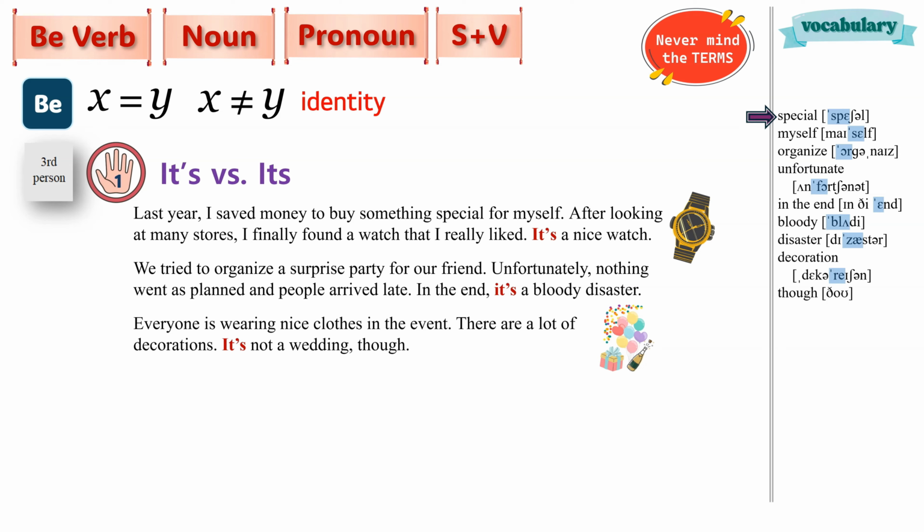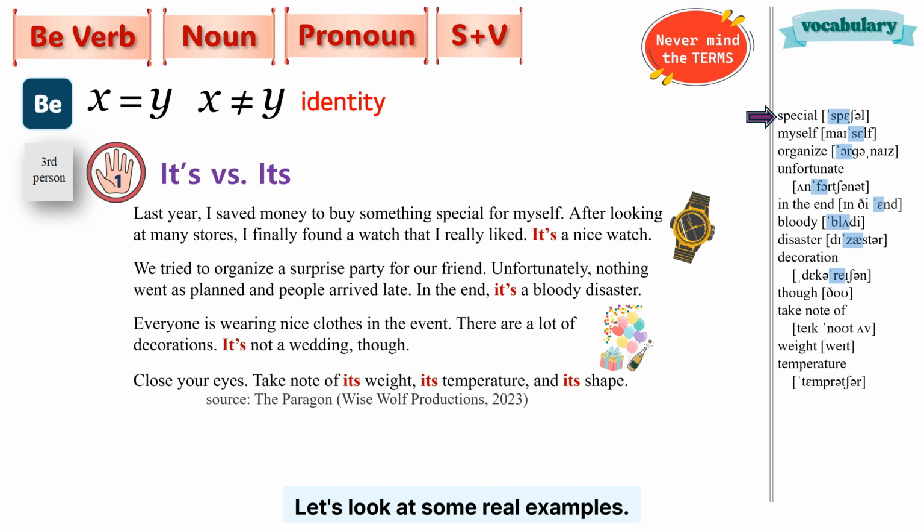Unfortunately, nothing went as planned and people arrived late. In the end, it's a bloody disaster. Everyone is wearing nice clothes in the event. There are a lot of decorations. It's not a wedding though. Let's look at some real examples.